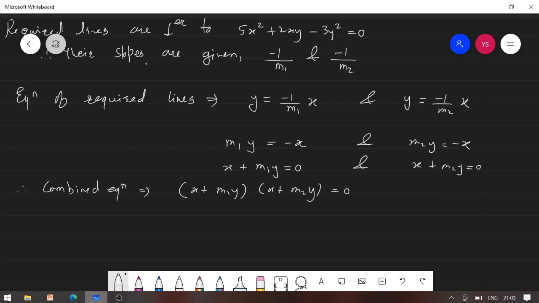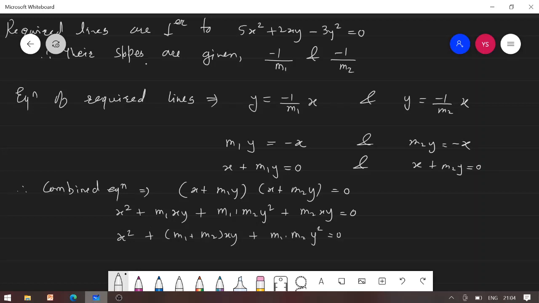Try to distribute x over the second bracket, and similarly m1y over the next bracket. We get x square plus m1xy plus m1 m2 y square plus m2 xy equals 0. As like terms are easily added, we have x square plus m1 plus m2 times xy plus m1 into m2 times y square equals 0.